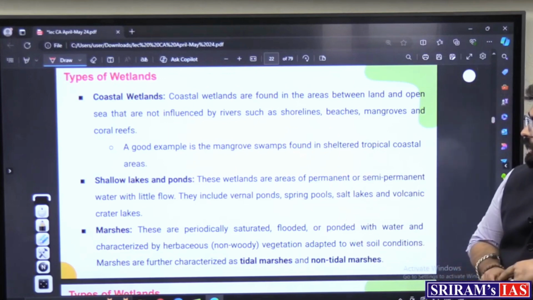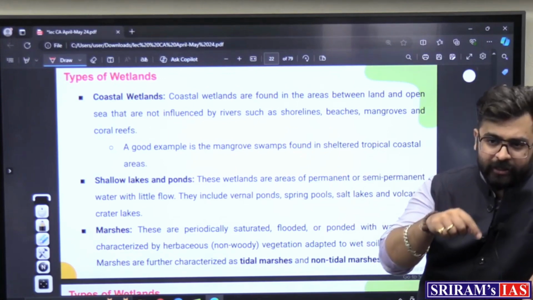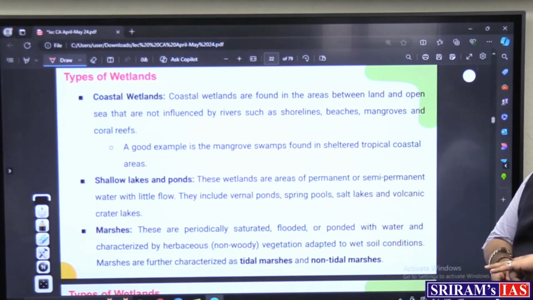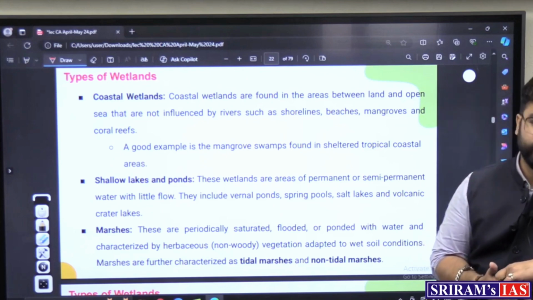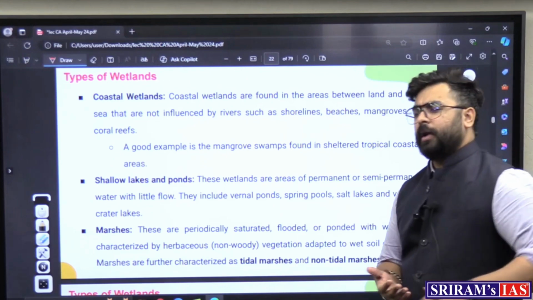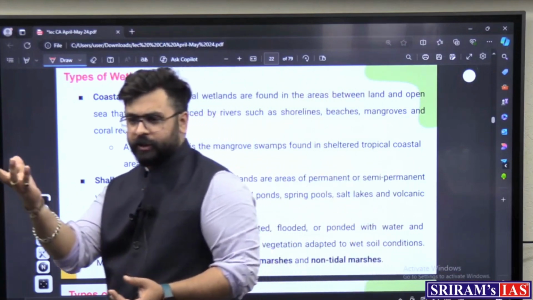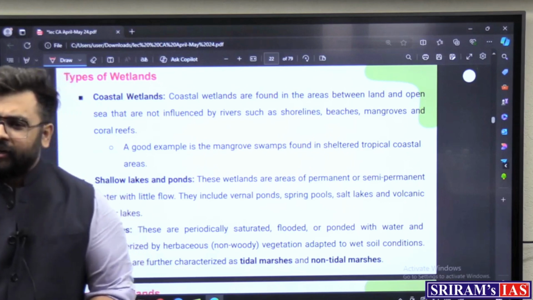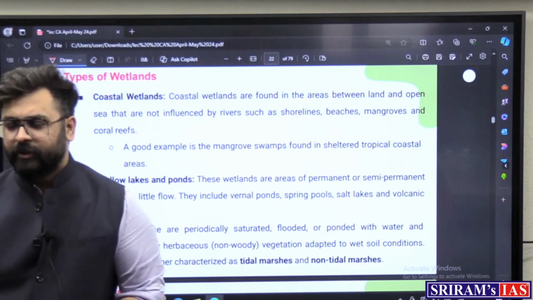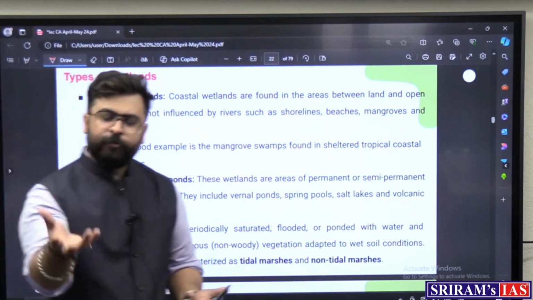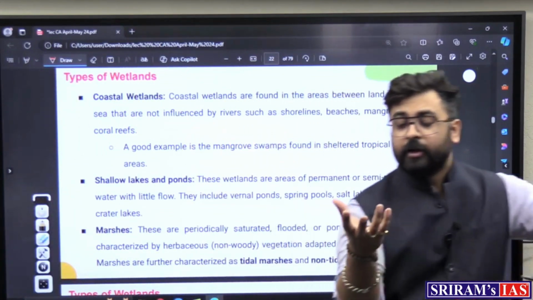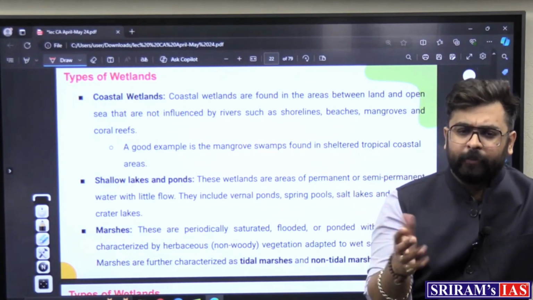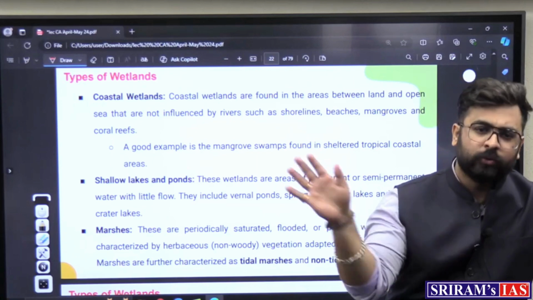Then the next is shallow lakes and ponds, the area around shallow lakes and ponds. These wetlands have permanent or semi-permanent water with little flow. Have you seen some ponds near the villages which get water during the rainy season and in all other seasons they are dry? Even they fulfill the characteristic of a wetland. They are semi-permanent in nature. They are not that permanent. That means the water is not there throughout the year.